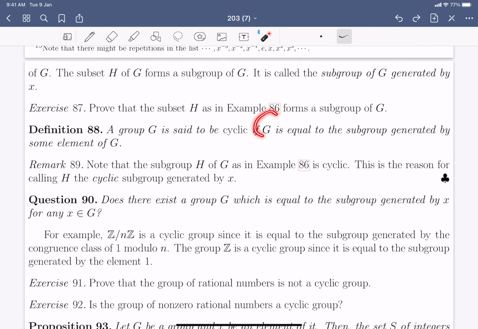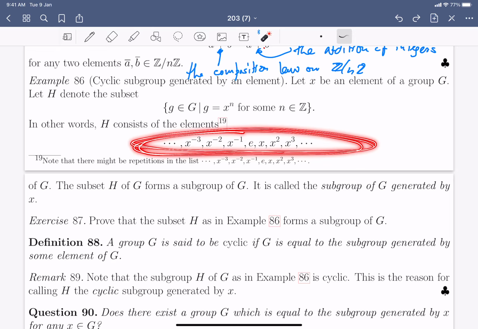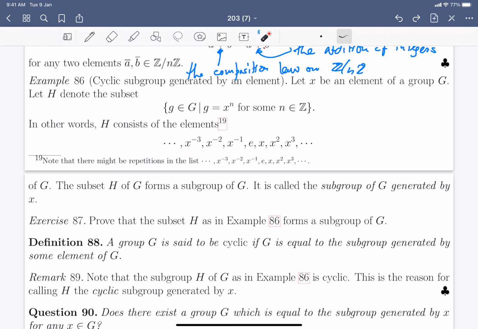If you have a group G, and if the subgroup generated by some element of G is equal to G itself, then you say that G is cyclic. So if there is an element X inside G such that the subgroup generated by X, that is the subgroup consisting of all the powers of X, is equal to G itself, then we say that the group G is cyclic.